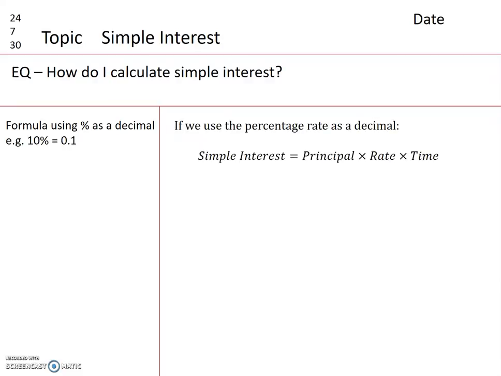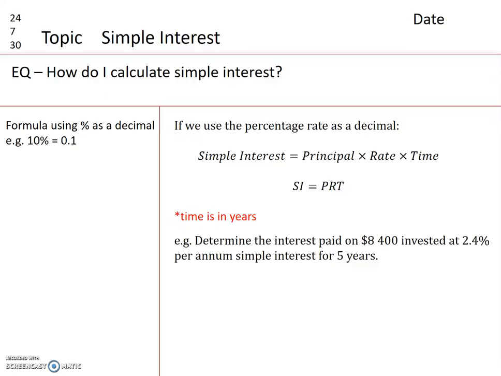If we use the percentage rate as a decimal, then we can use the simple interest formula, where simple interest equals principal times the rate as a decimal multiplied by the time. So you'll see it as SI equals P times R times T. For this, time is in years.